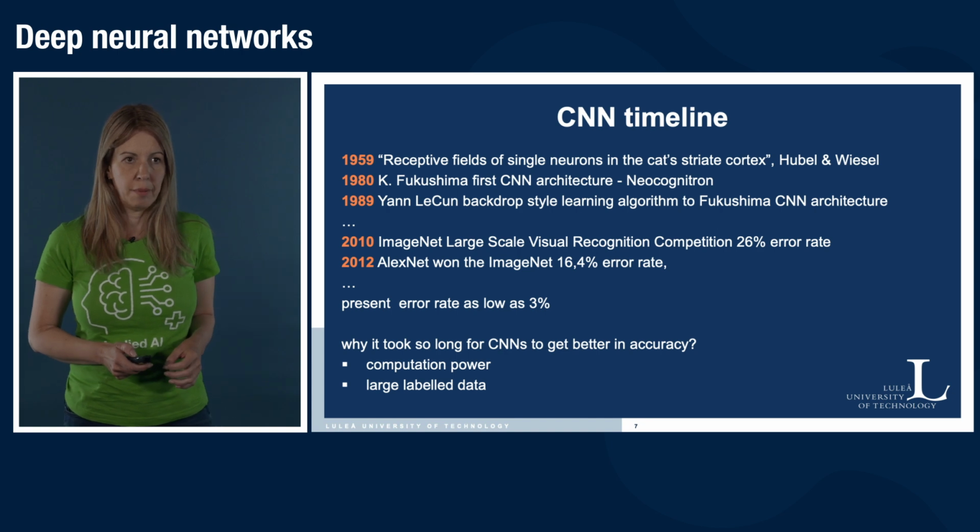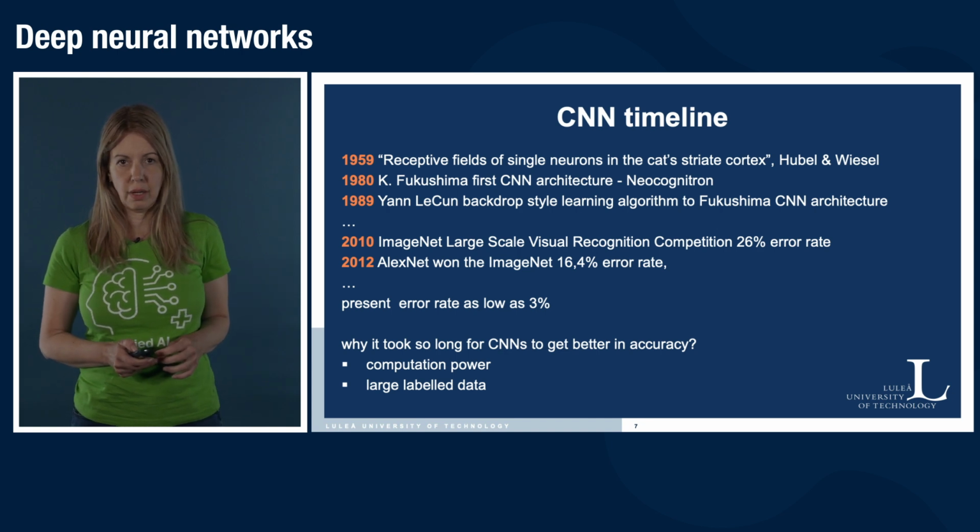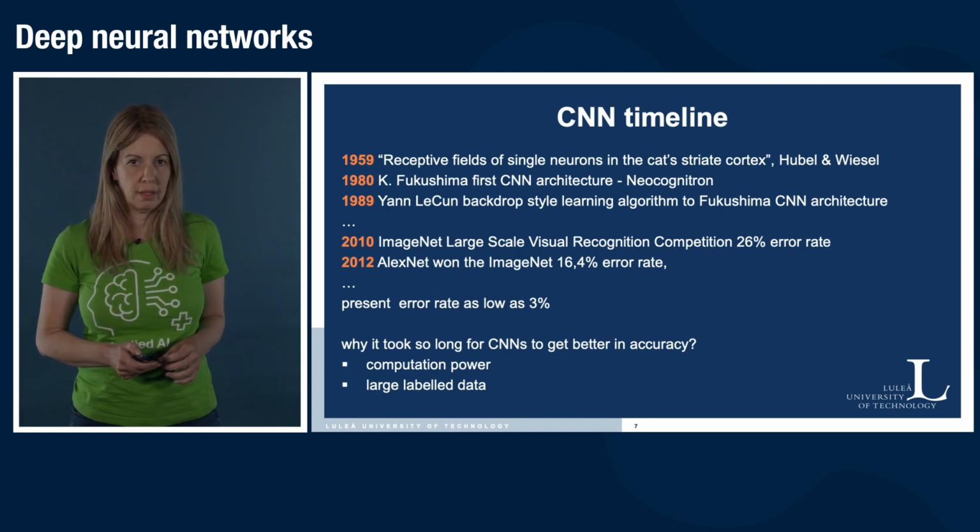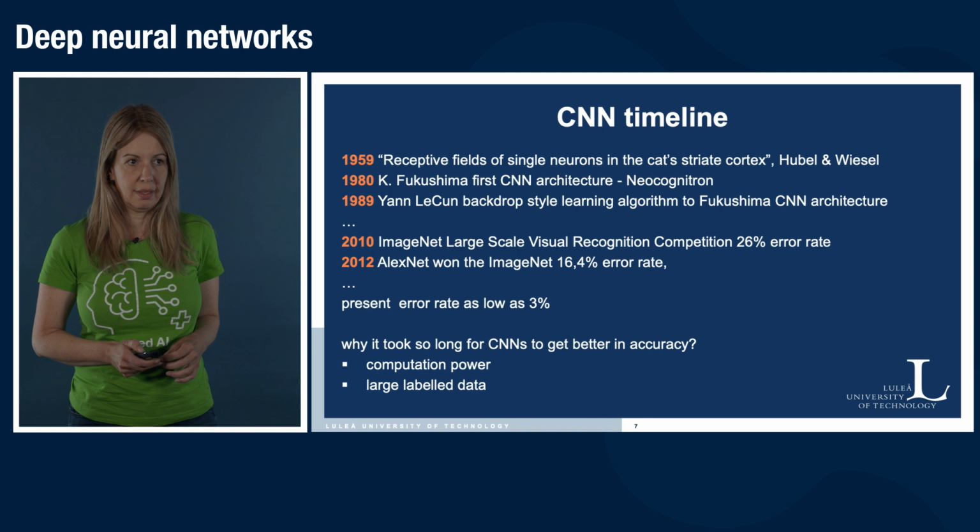Let's see now a bit of the history of the convolutional neural network, how all this started. This started, as we said, in 1959 with the experiment of the cat. And a few years later, Fukushima created the first CNN architecture, and he called it neocognitron. In 1989, Yann LeCun created a backprop-style learning algorithm for the Fukushima CNN architecture.